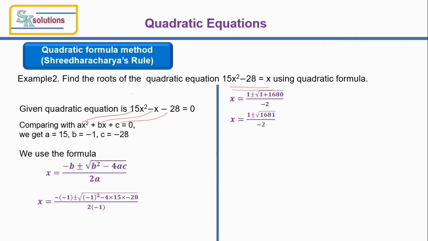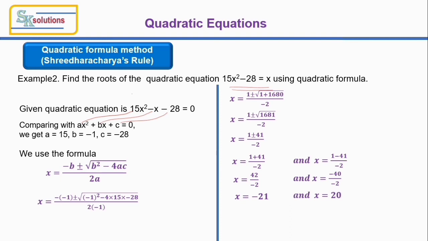That is 1681. What is the square root of 1681? We can find it as 41. So x is equal to 1 plus minus 41 divided by 2a. Let us split it. x is equal to 1 plus 41 divided by that, or x is equal to 1 minus 41 divided by that. On simplifying, x is equal to 42 by 2, or x is equal to negative 40 by 2, which is x is equal to 21 and x is equal to negative 20.